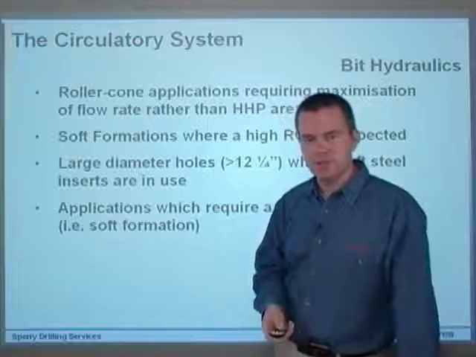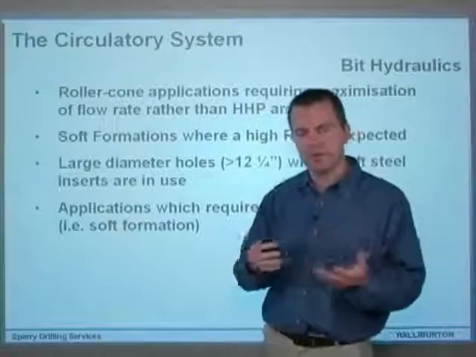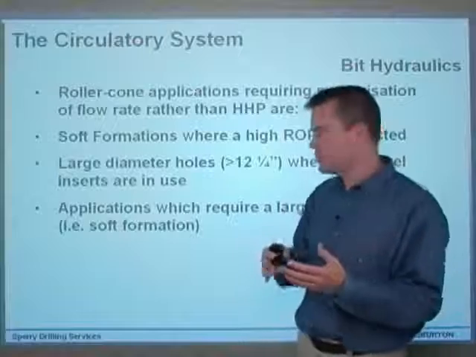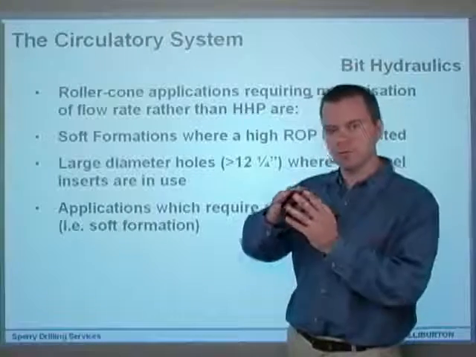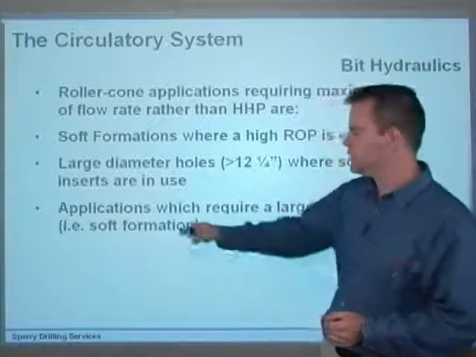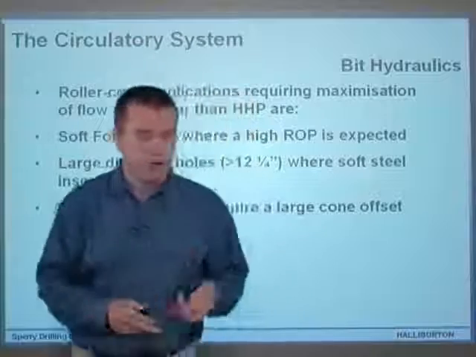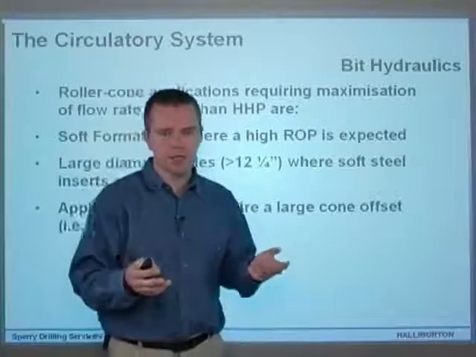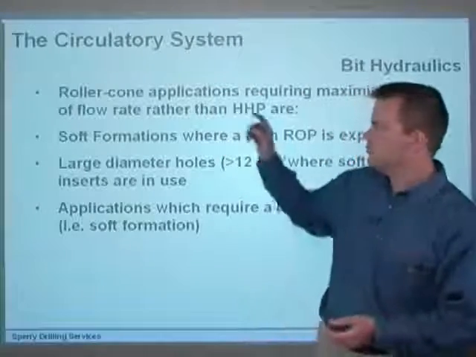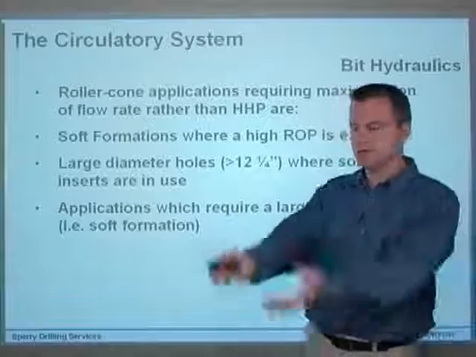And then applications which require a large cone offset. Cone offset is determined by the application. If it's got a large cone offset, rather than just rolling, it's going to be rolling and dragging, and it's usually designed for a fairly soft formation. So again, it's just soft formations. If you've got a large cone offset, or if you've got high ROP, or if your hole diameter is large, then don't go for optimizing your hydraulic horsepower. Go for maximizing the flow rate to get the cuttings out as quickly as you can. Get them traveling up the wellbore.